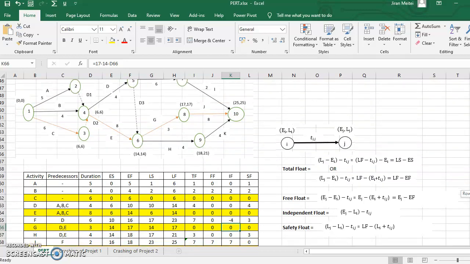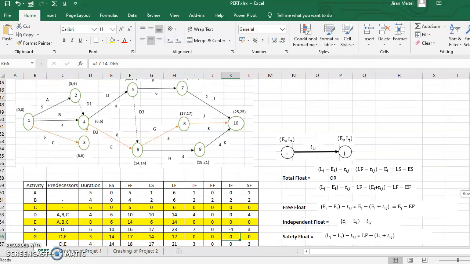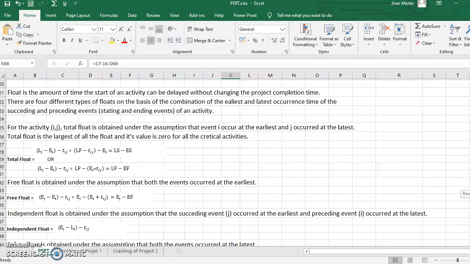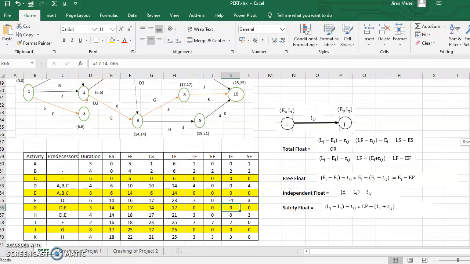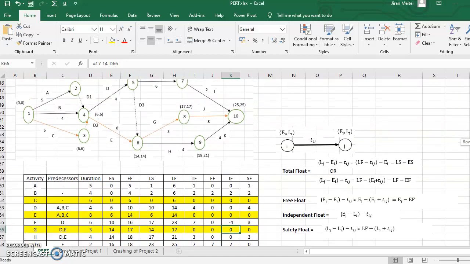Now let's understand the advantage of knowing this float. What was the definition of float telling us? It gives the amount of time available for each activity to have a delayed start without disturbing the project completion time. The project completion time in this case is 25.